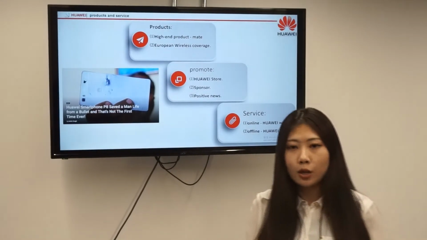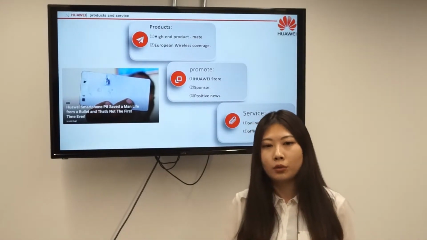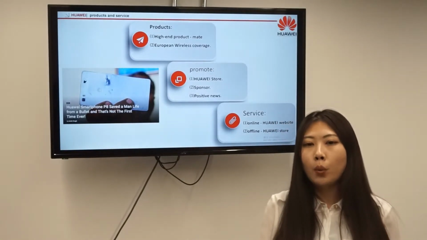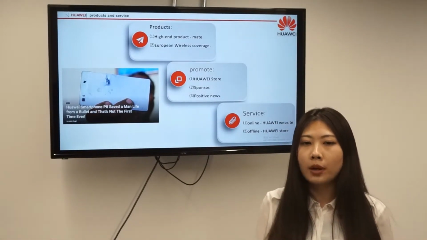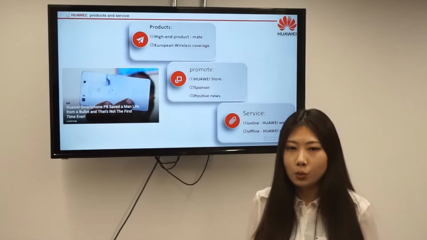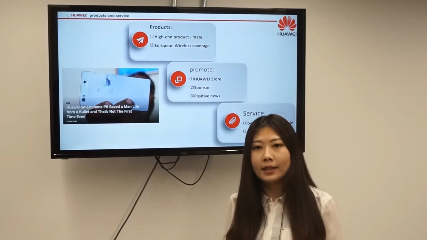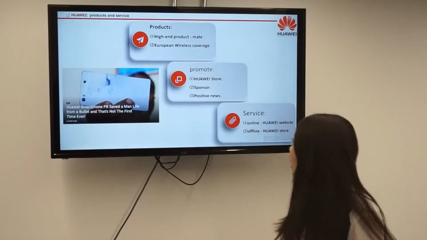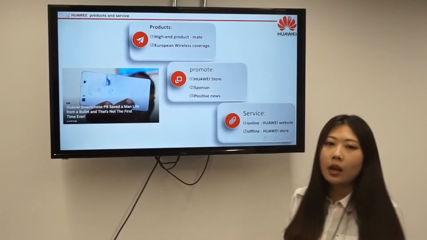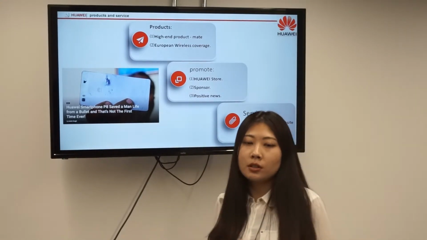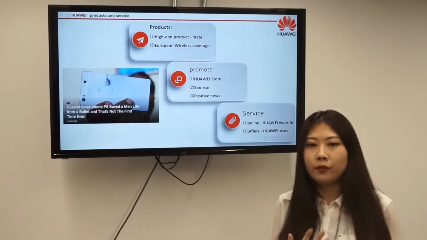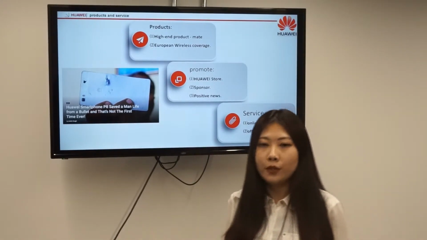Our aim is to attract more people to try this product, so that people will become more familiar with this brand. When they need to buy a new device, they will remember Huawei as one of their choices. For the sponsor, we want to sponsor the football match, and we find the star on Instagram and Facebook.